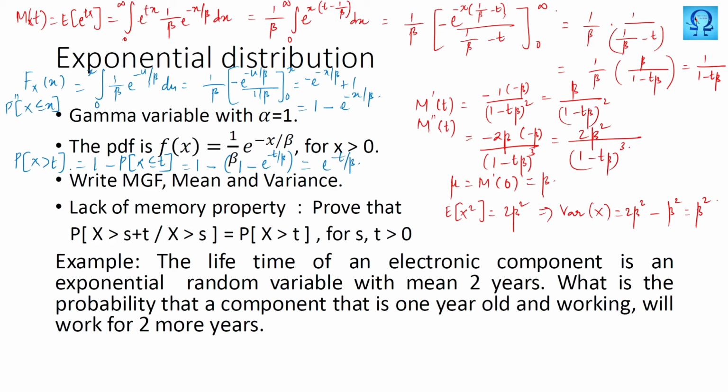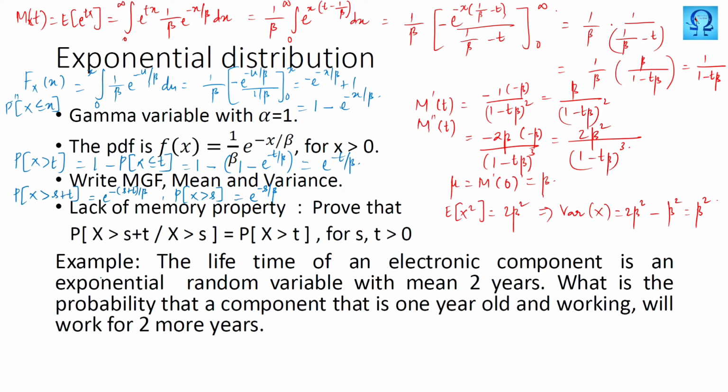Okay. Now that you have this expression, try to prove it. The probability of x greater than s plus t means e to the power minus (s plus t) upon beta. Right. And the probability of x greater than s means e to the power minus s upon beta. When you divide these two, of course you are going to get e to the power minus t upon beta. That is what the lack of memory property is.